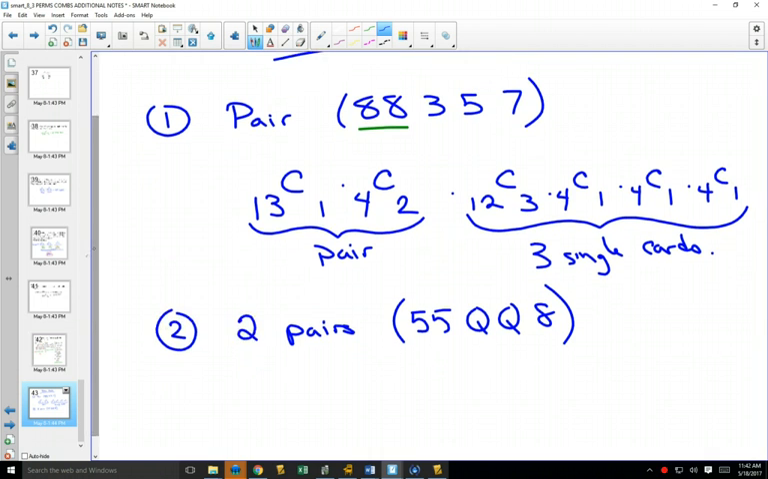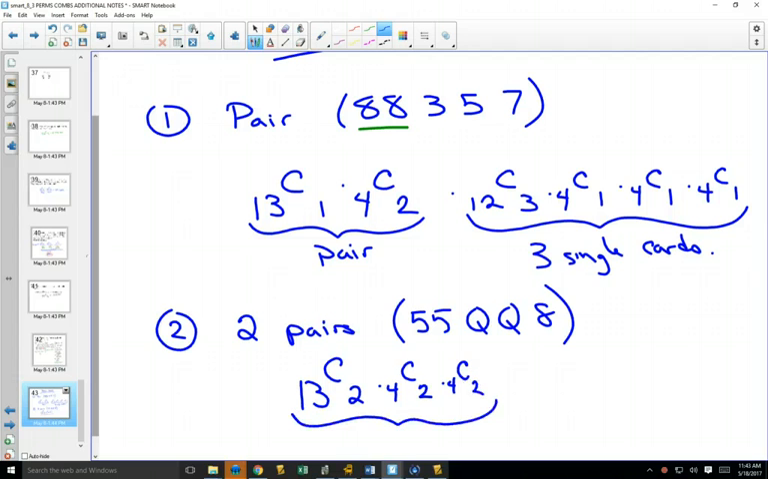So first of all, for our 2 pairs, we need to know which numbers we're going to pick. So there's 13 numbers in the deck. We need to choose 2 of them because we have 2 pairs. If you chose the 5s and the queens, how many 5s are there in the deck? There's 4 5s. You have to decide which 2 you're going to pick. And there's 4 queens in the deck, so you need to choose which 2 you're going to pick. And this all together will give you 2 pairs.